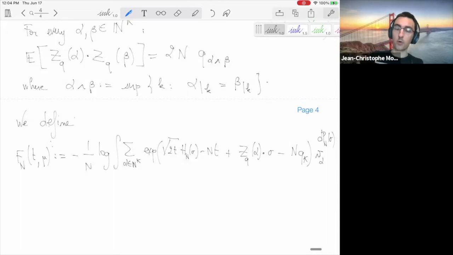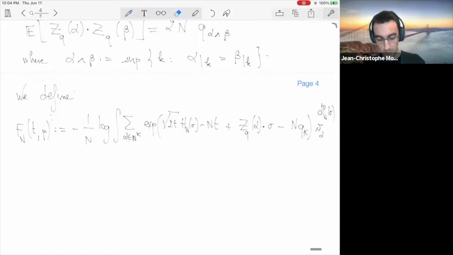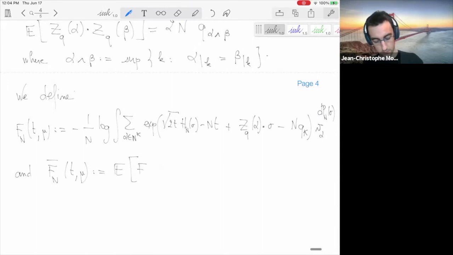Okay, so this is our free energy. And now I swear I'm not going to change it anymore. That was our initial guess. That was not good enough, but now this one is the right one. And this is still a random object, so we're also defining its expectation. Okay, does it make sense?